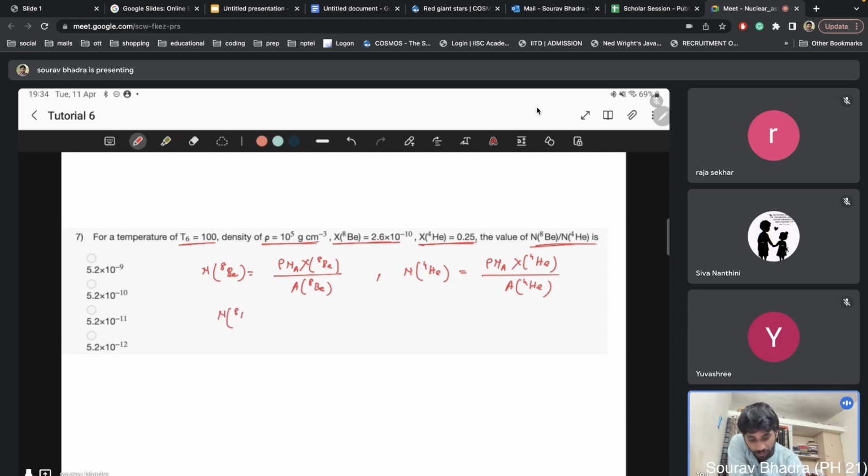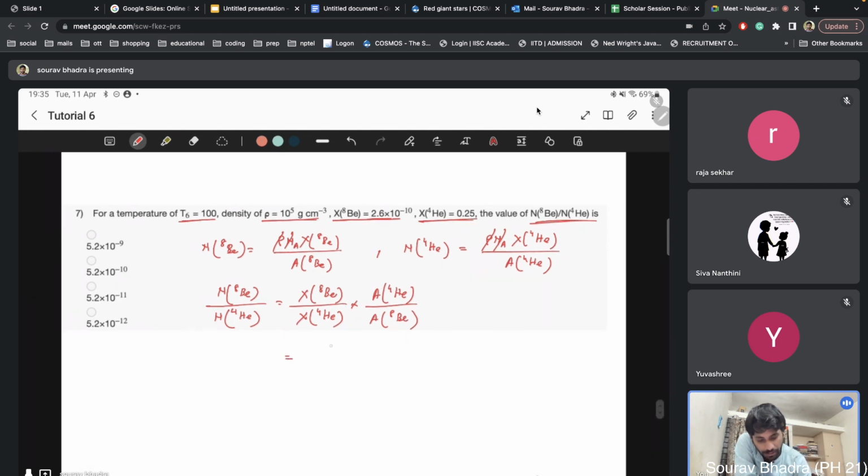Now if you calculate N of 8Be by N of 4He, that will be rho Na, all those will be cancelled out, right? Just x of 8Be divided by x of 4He times A of 4He divided by A of 8Be. So this is the thing, and the values are given.